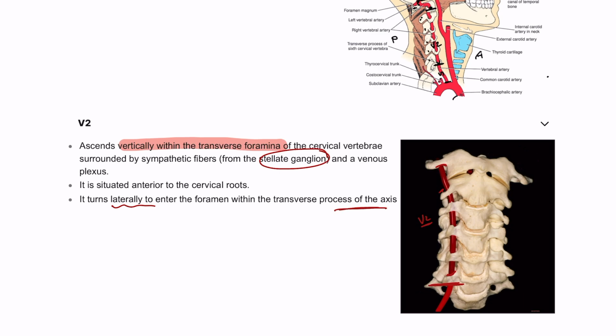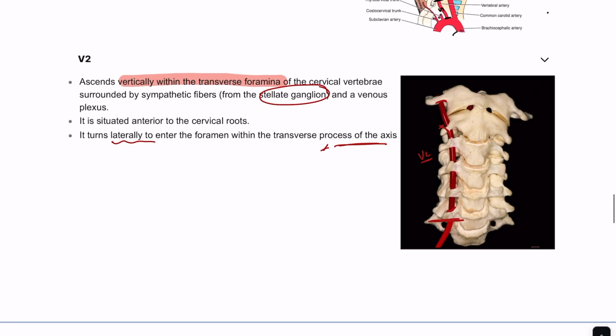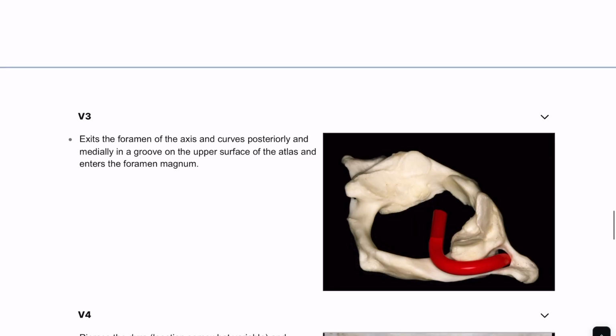So while it's coming here, it will move just a little bit, a tiny bit laterally, and this is relevant surgically when you're inserting screws. And then V3 is basically this curve on the posterior arch. So there is a groove here. So this is the vertebral artery groove or impression on the posterior arch of the atlas.